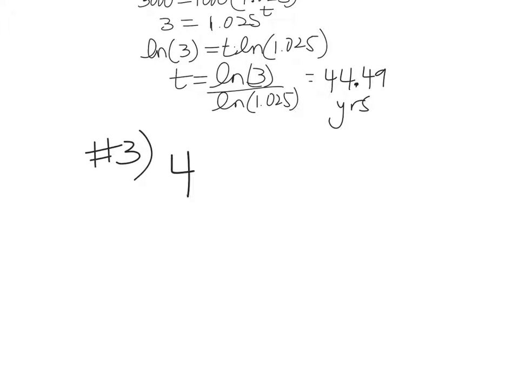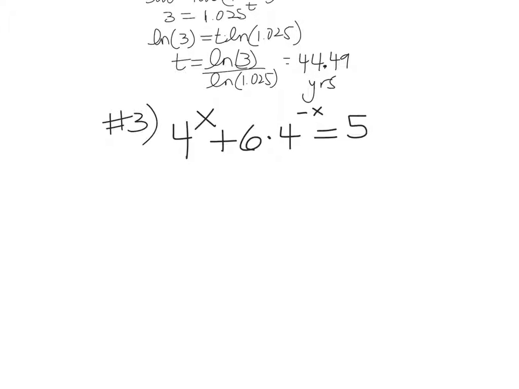Okay, number 3. Suppose you have 4 to the x plus 6 times 4 to the negative x equals 5. You can't take the log of both of them? No. Cancel? Nope. Combine them? Nope. All right, here we go. This is very complicated. Here we go. I'll show you how to do these types.